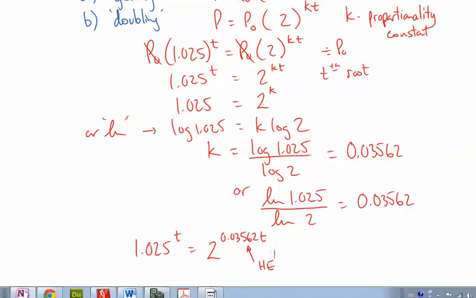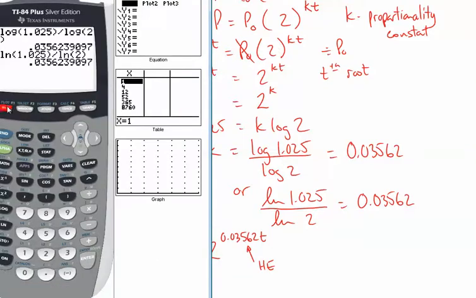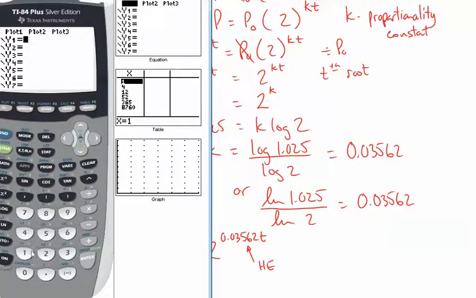You could graph those, and we could see that they should be just like each other. 1.025 exponent x for input. The other one, 2 exponent bracket 0.03562 x. Now this isn't going to be perfectly equal because I rounded it after the 10,000th place.